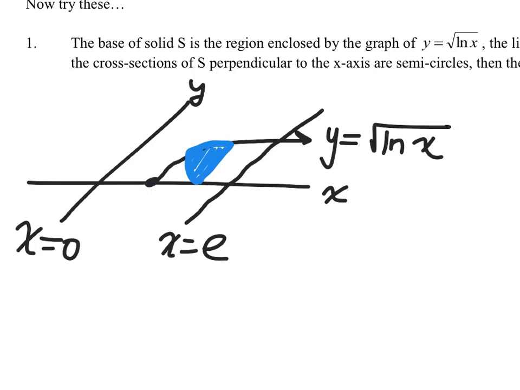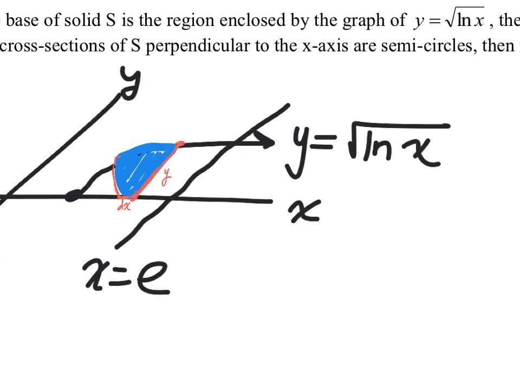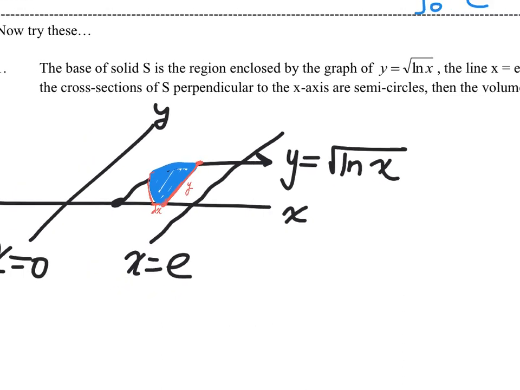All right. So I'm going to give it a little thickness. So that means I have a dx here. I know that this distance here, because the distance from the x-axis to a point in space is always defined as y. But specifically, we know y is equal to the square root of the natural log of x. So we're good there.